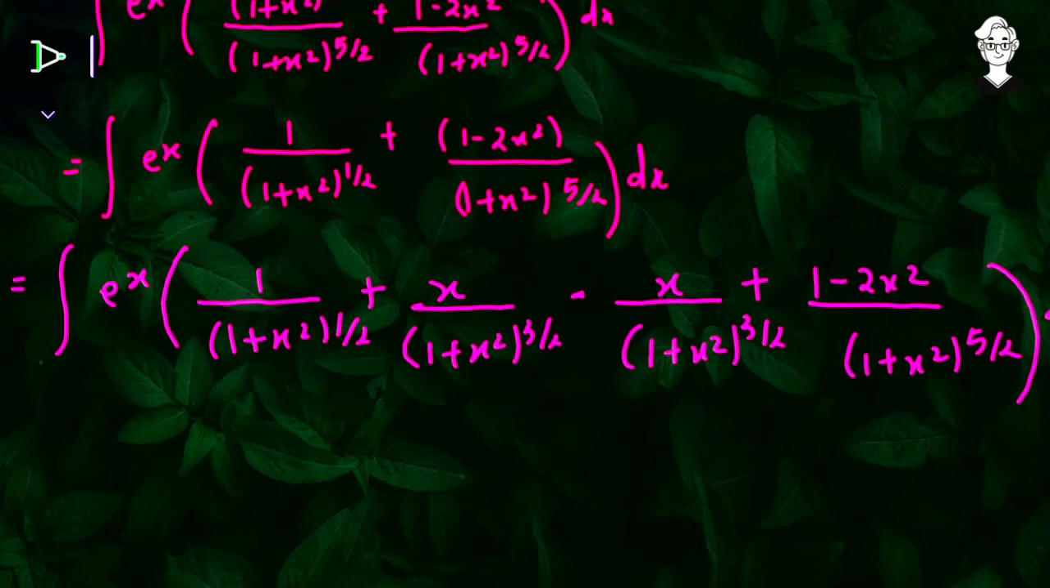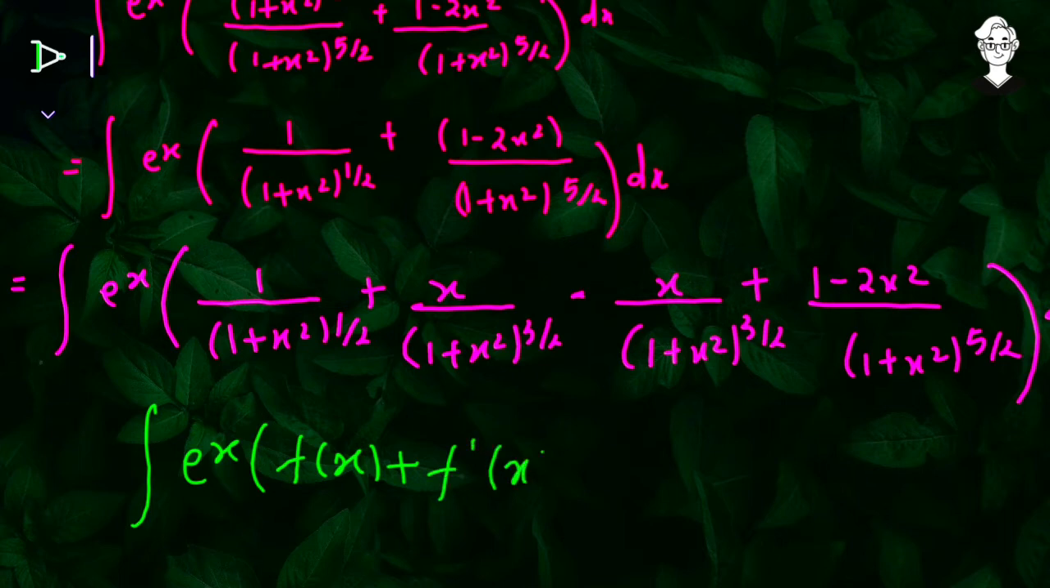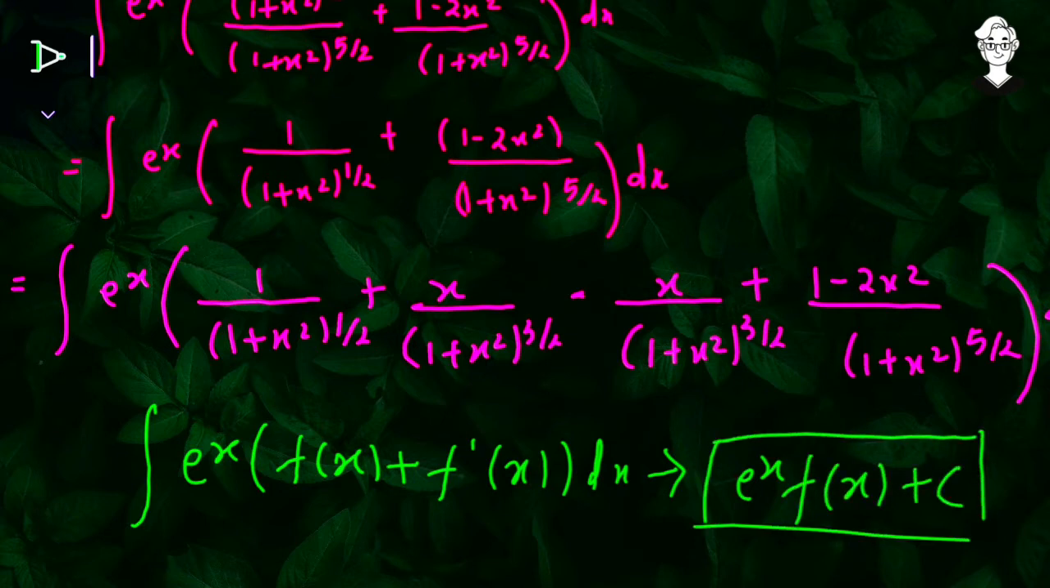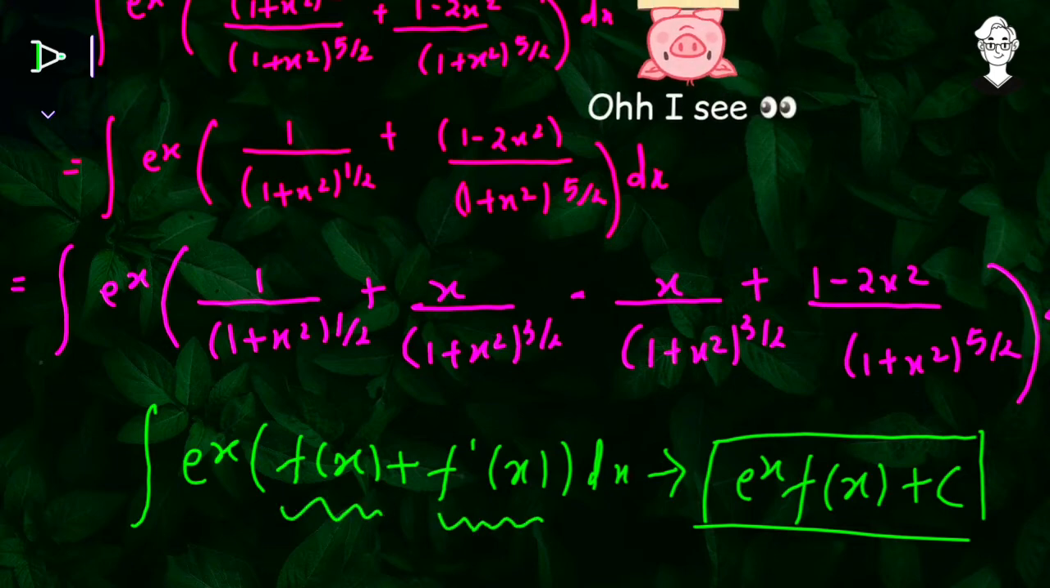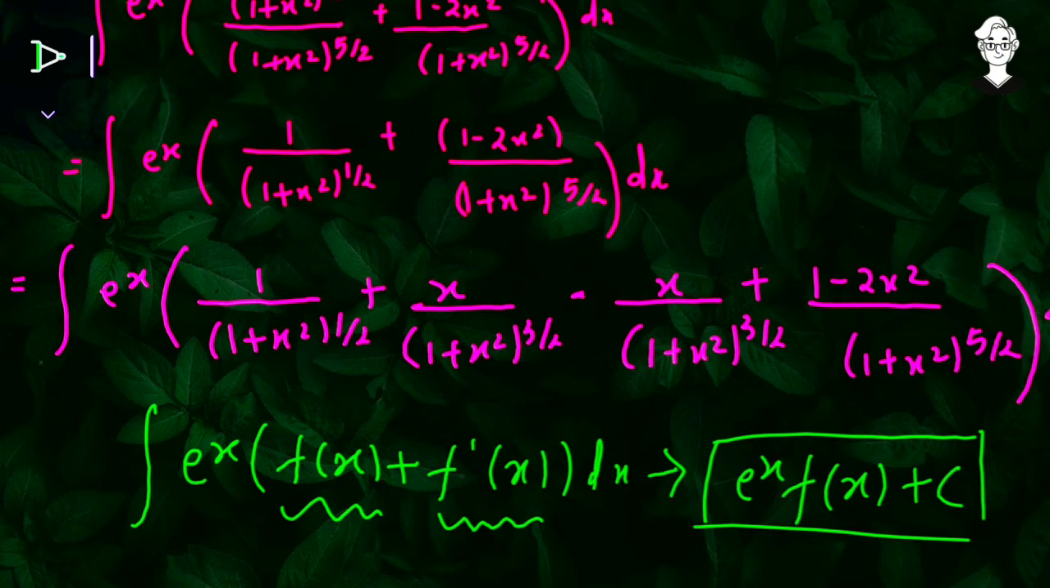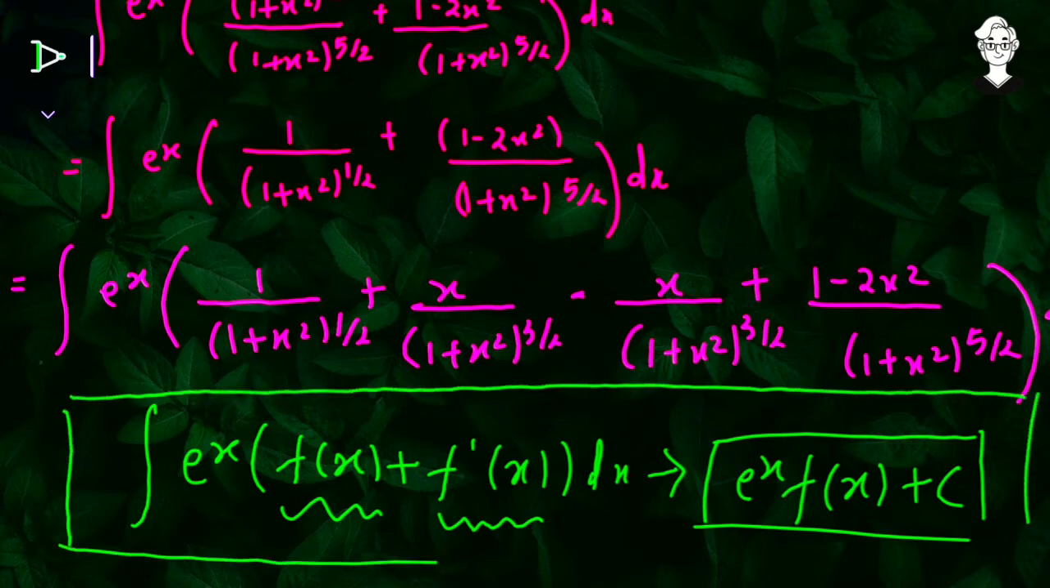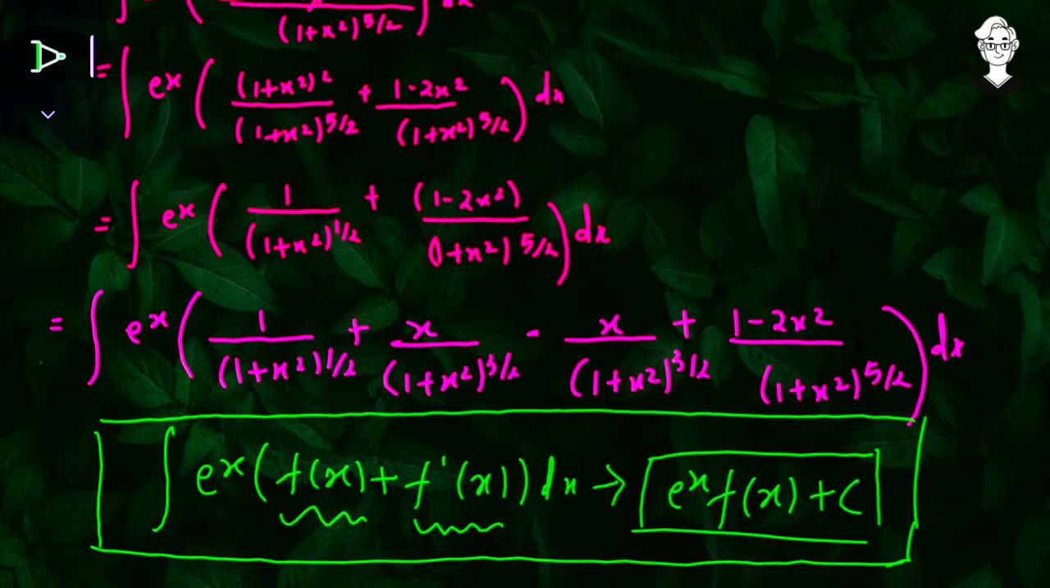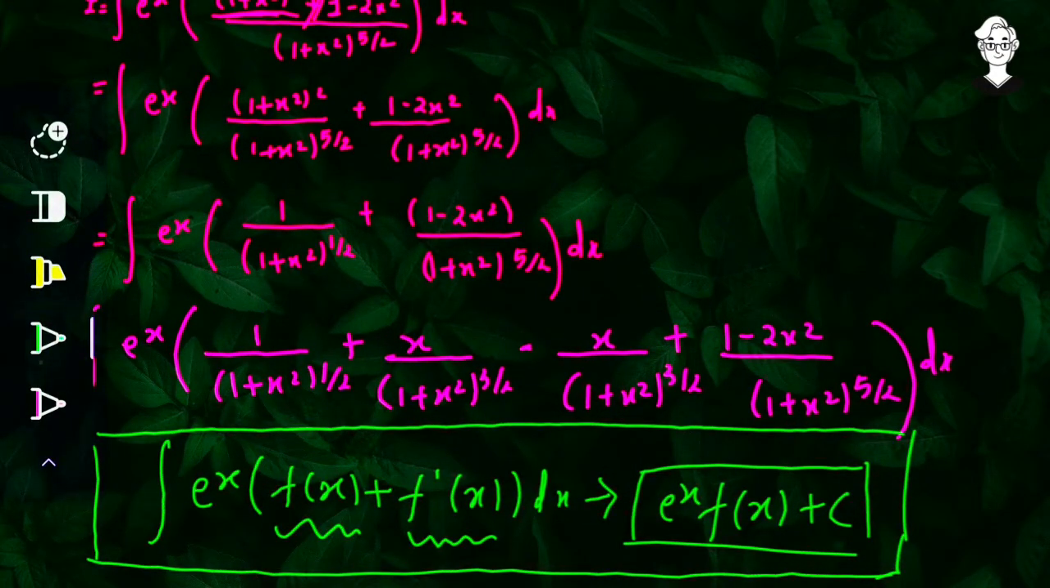Before that, let us revise the rule that the integration of e to the power x multiplied by f of x plus the derivative of f of x, that is f dash, dx, has a value equal to e to the power x multiplied by the function, plus the constant c. Yes, if any integration is of this type, that is e^x times the bracket f of x plus the derivative of the same f of x, then the integration is equal to e to the power x multiplied by f of x, plus the constant c. This is the rule of integration. Its derivation is also very simple, but we will not discuss that. It's the rule, so according to this rule, I will simplify over here.